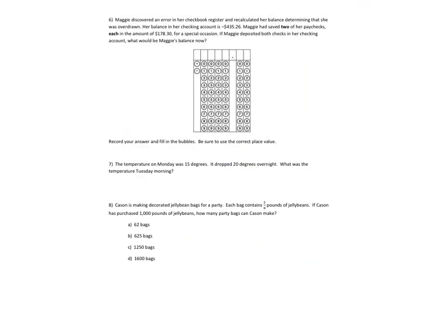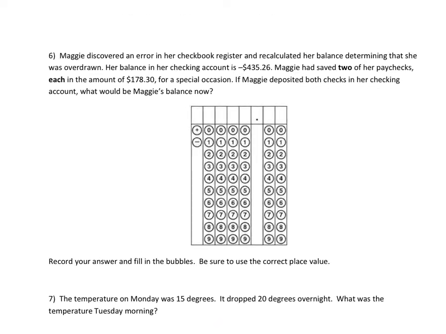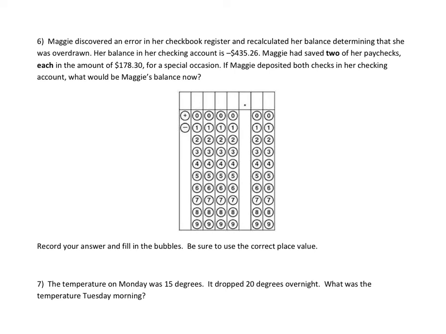Okay, so number 6. Maggie discovered an error in her checkbook register and recalculated her balance, determining that she was overdrawn. Her balance in her checking account is this. Okay, Maggie had saved 2 of her paychecks, in the amount of $178.30 for a special occasion. If Maggie deposited both checks in her checking account, what would be Maggie's balance?